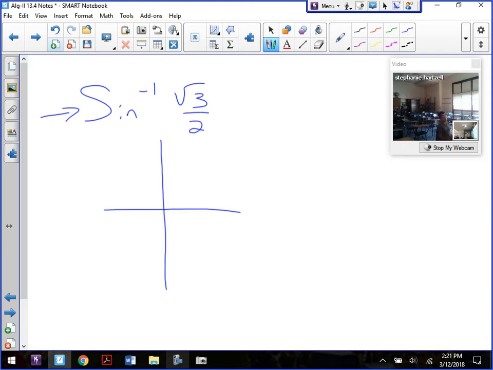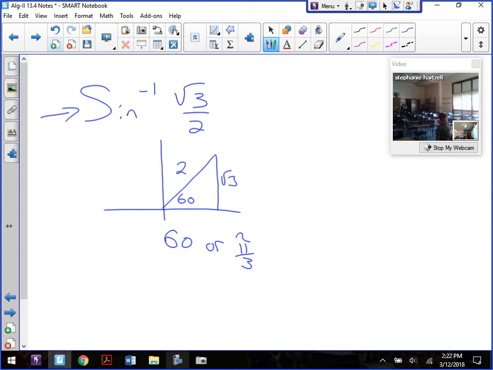If I'm root 3 over 2, that means that my opposite is root 3. Right, Nelson. My hypotenuse is 2. What angle has an opposite of root 3? 60. So what angle has a sine of root 3 over 2? 60. Your answer is 60, or in radians, pi over 3. Very good. That's what that means.